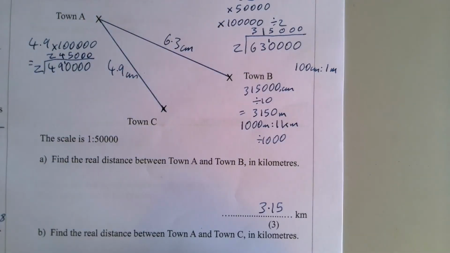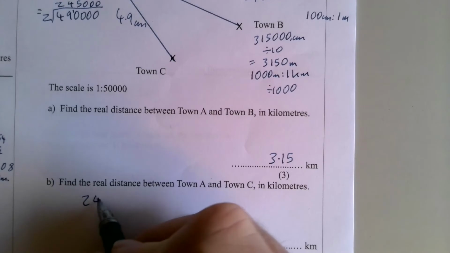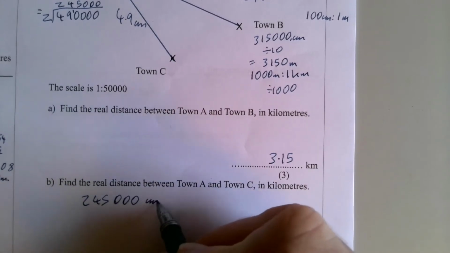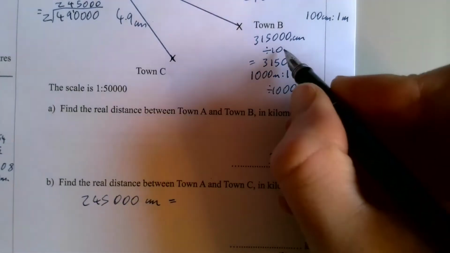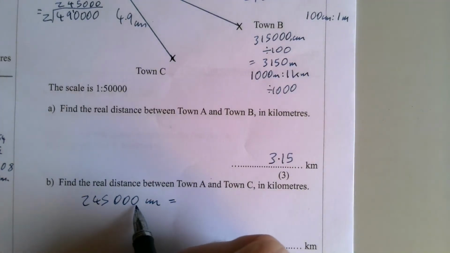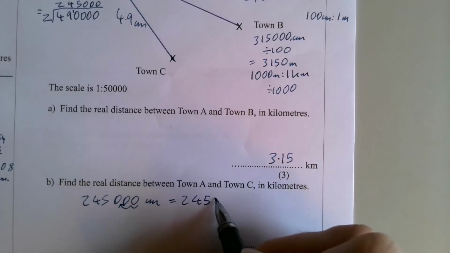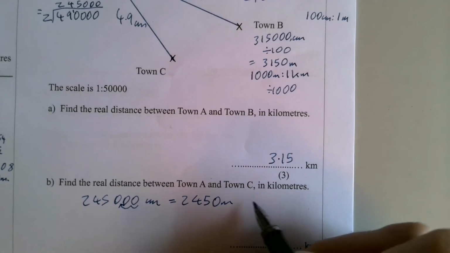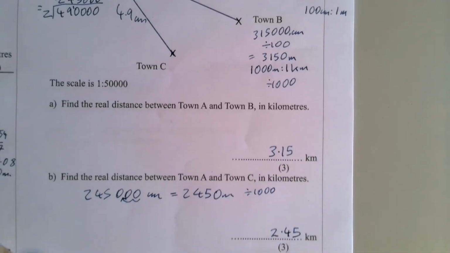So we've got 245,000 centimetres. 245,000 centimetres equals, divide by, I don't know why I wrote 10 up there, I should have written 100. I did divide it by 100. Divide this by 100, it's going to shift it like that to give us 2,450 metres, and then divide by 1,000 to get to kilometres, gives us 2.45 kilometres.